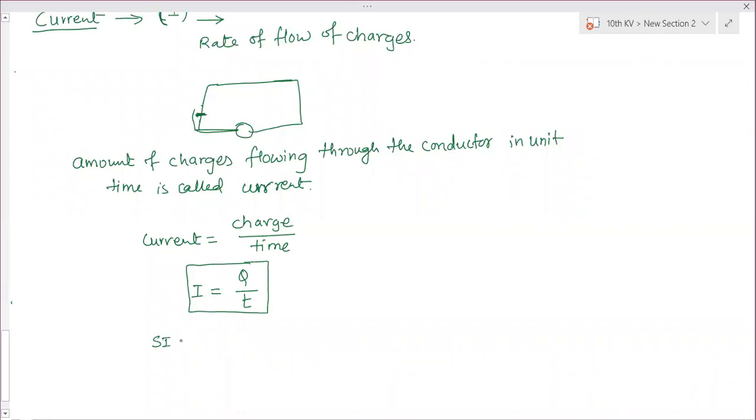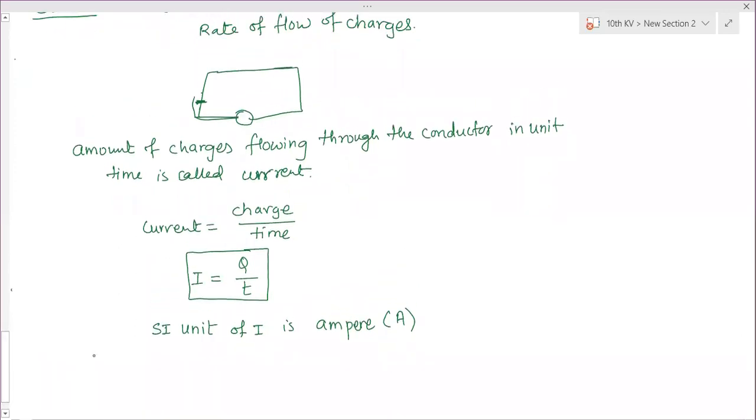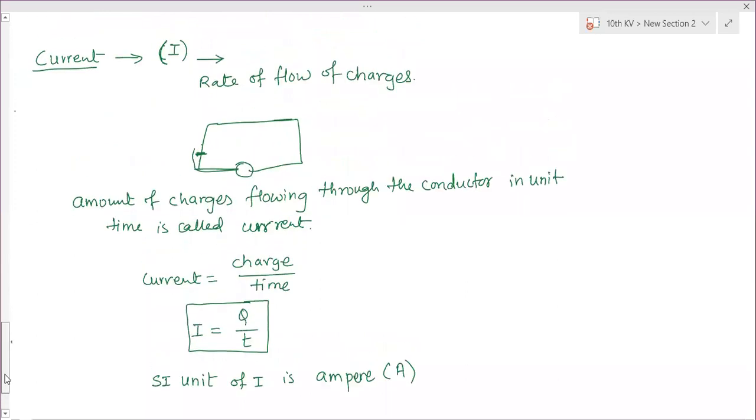The SI unit in which current is measured: the SI unit of I is ampere. Current is also a fundamental property, and it is written as capital A. Either of them we can use. We can write the full word ampere, or the symbol A, for measuring the current value.